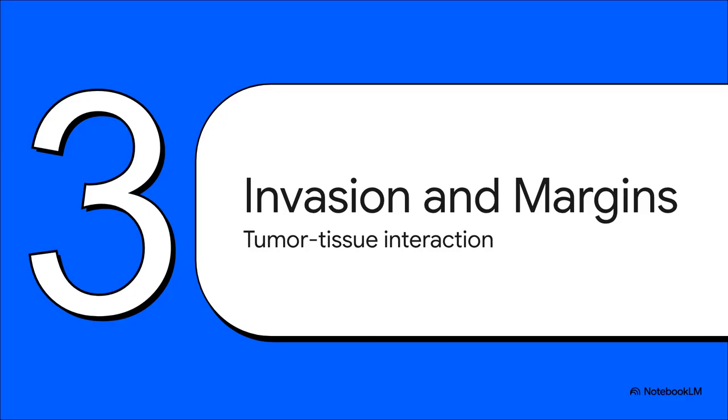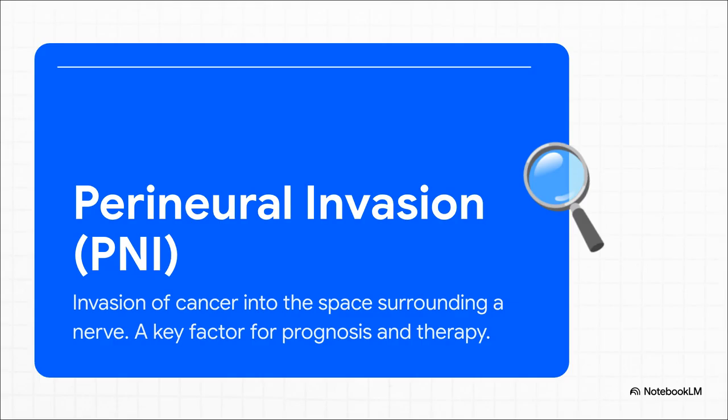Okay, moving right along to Section 3, invasion and surgical margins. Now we're looking at how the tumor has been behaving in its immediate neighborhood. Is it playing nice, or is it invading the surrounding turf? One of the first things to look for is perineural invasion, or PNI. That's just a fancy way of saying the cancer cells are wrapping themselves around a nerve. So why is this a big deal?